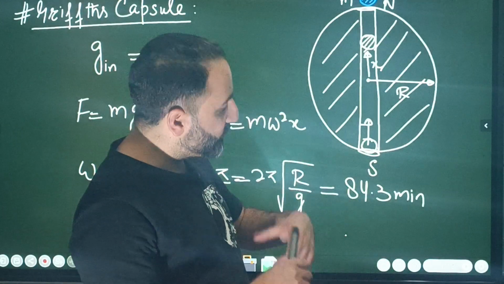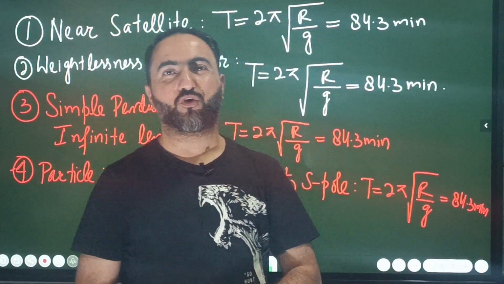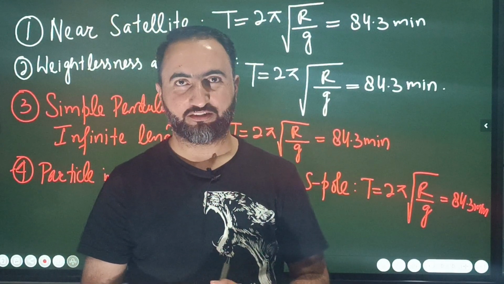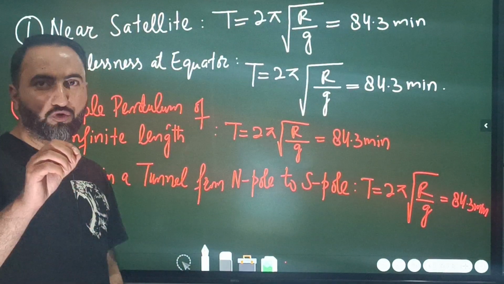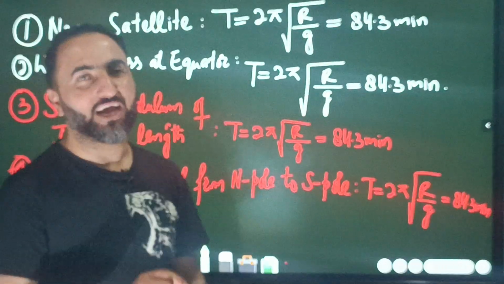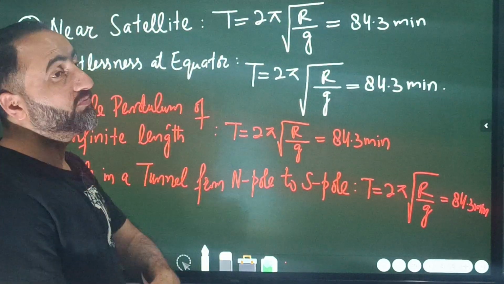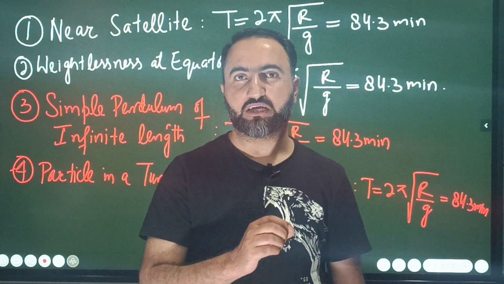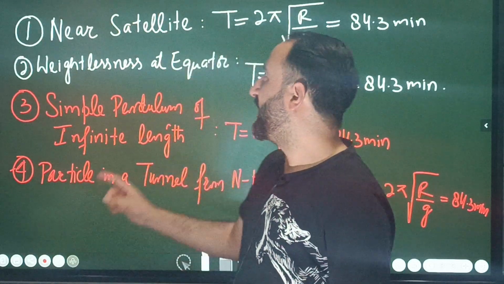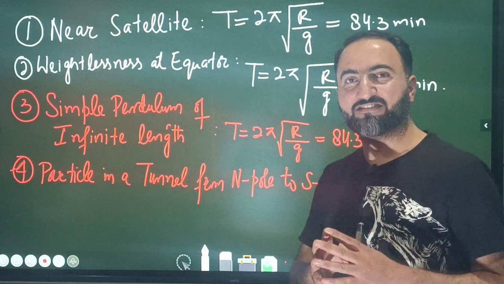Now there's one more beauty in this problem, and this is what we call nature loves symmetry. What I mean by saying that is that this 84.3 minutes is not only the time period of a particle which goes from the north pole to the south pole, it is also the time period of a near satellite. For example, we have a satellite which is revolving around the earth, but it is very close to the earth. The time period of that satellite comes out to be 84.3 minutes, again 2 pi under root of r by g.